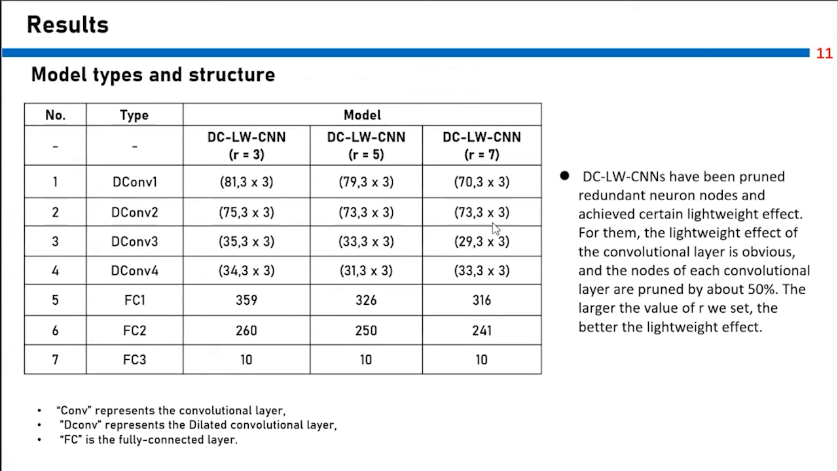This part is the structure of different DCLWCNs. DCLWCNs have pruned redundant neuron nodes and achieved the large weight effect. For them, the large weight effect of the convolutional layer is obvious, and the nodes of each convolution layer are pruned by about 50%. The larger the value of R we set, the better the large weight effect.